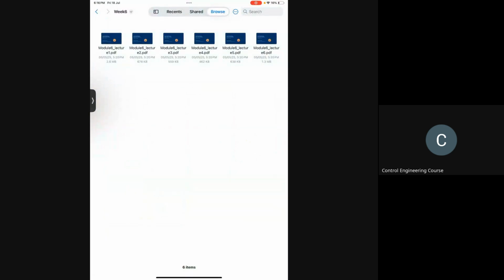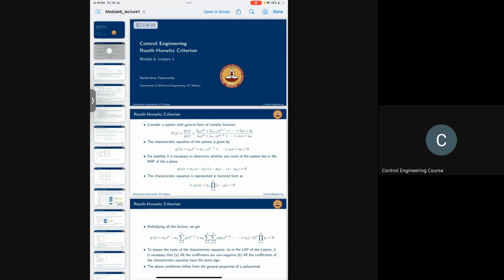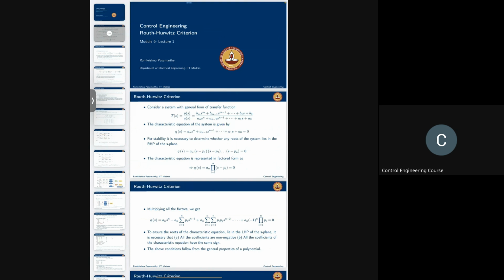Today we will see some topics on week 6. Week 6 comprises two main topics. One is the Routh-Hurwitz criterion to find the stability of a system, and the second one is root locus. First, we'll start off with the Routh-Hurwitz criterion.